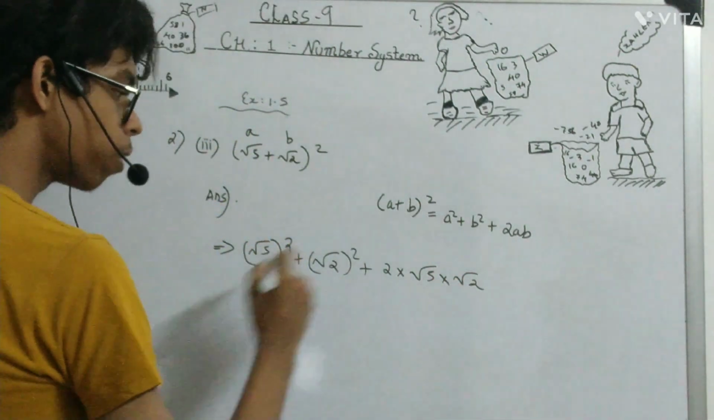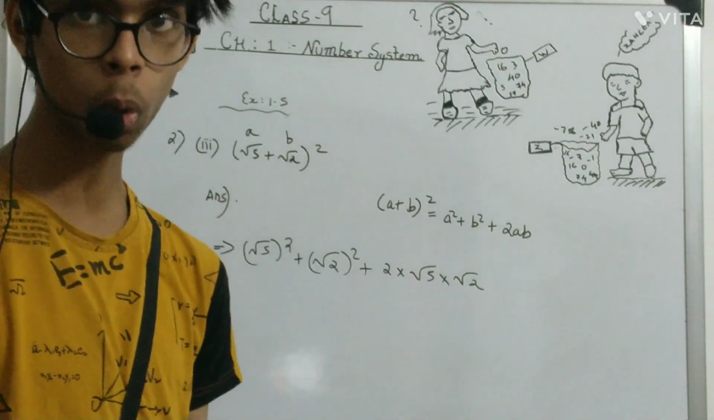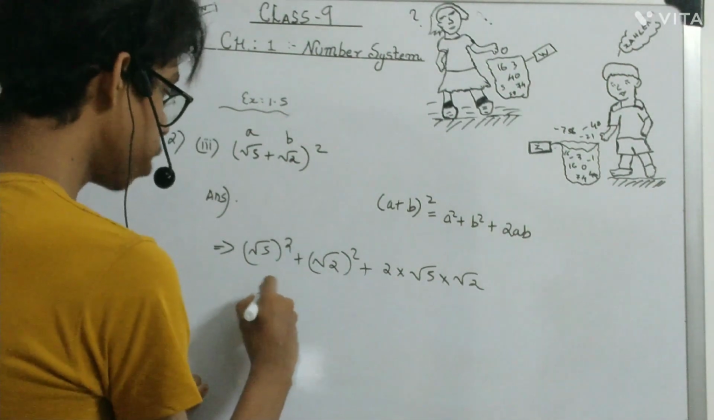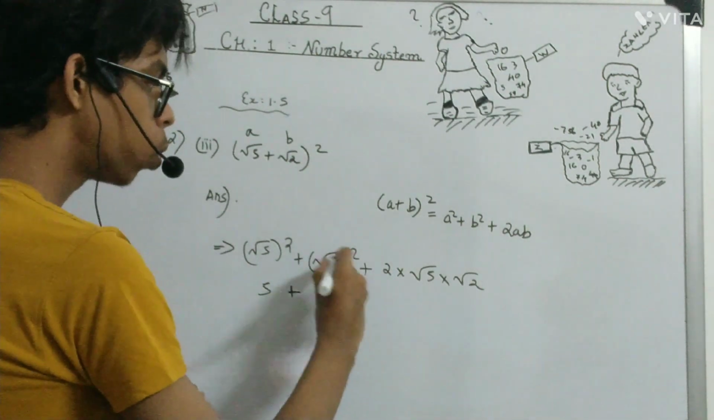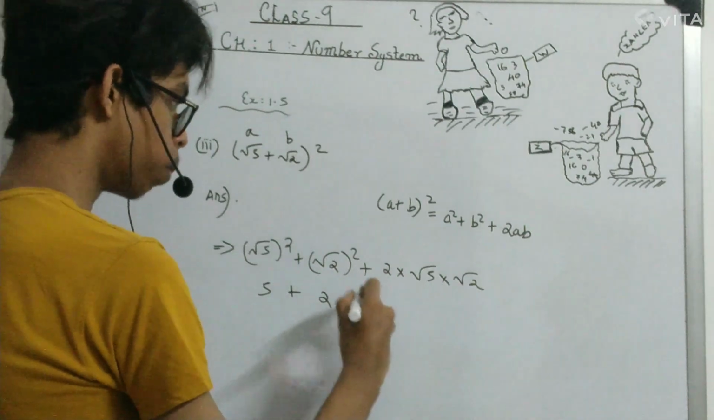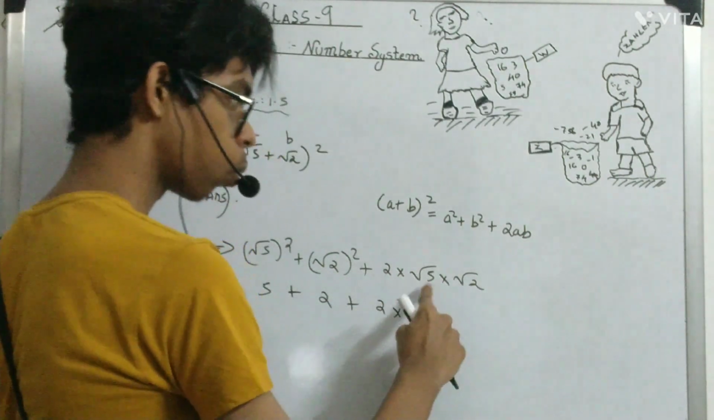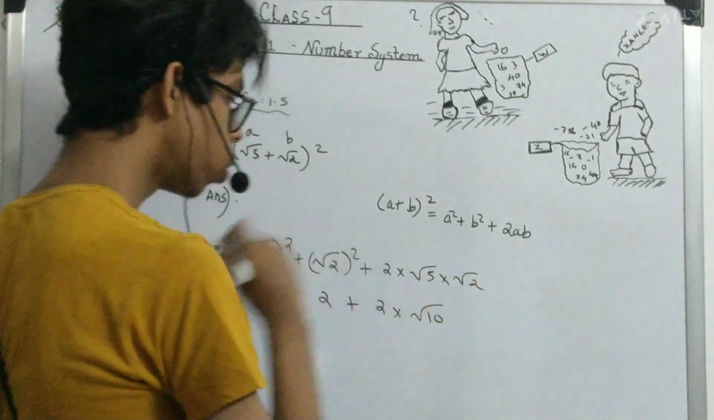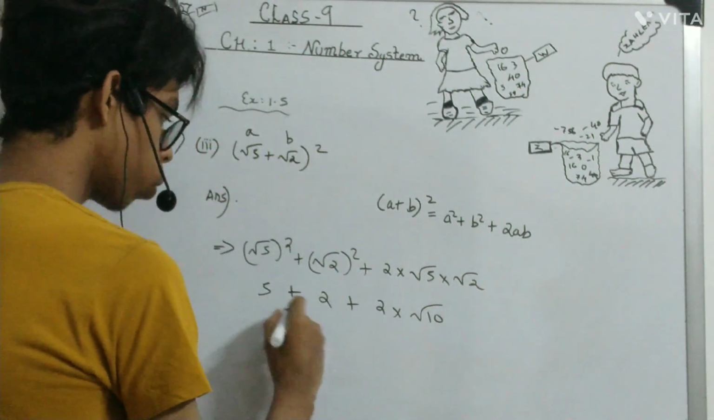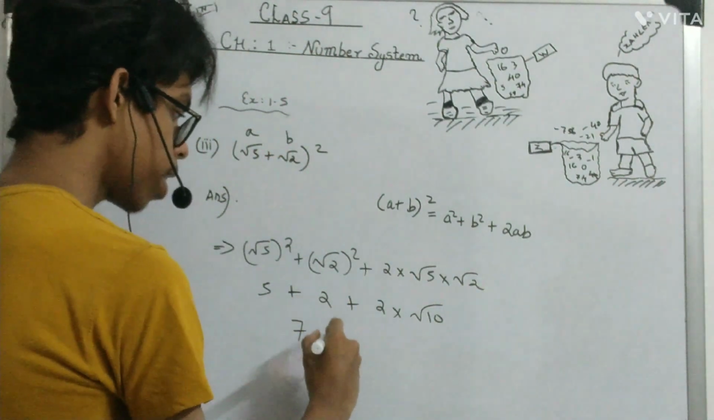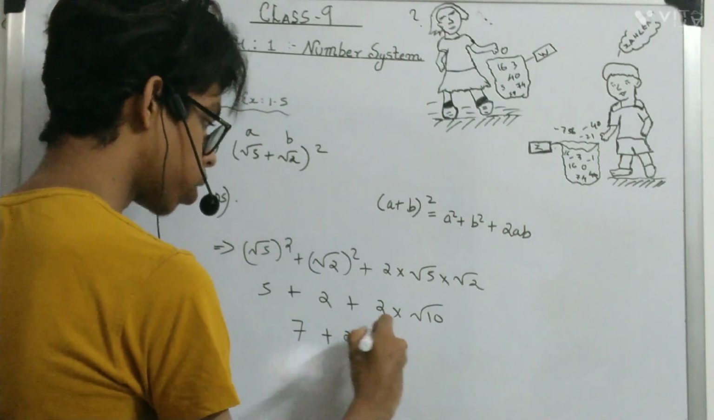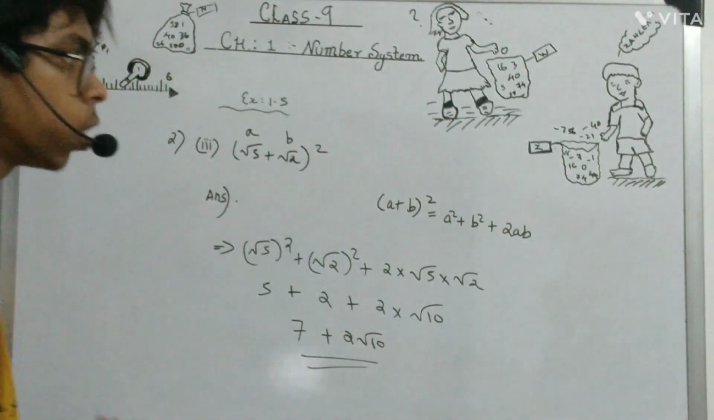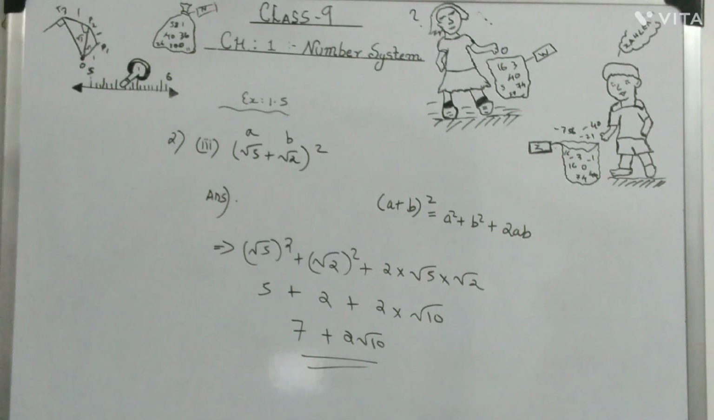Okay, so we know root 5 the whole square means root 5 into root 5, so that is simply 5. Plus root 2 into root 2 is simply 2. Plus 2 into root a into root b is equal to root of ab, so I can write 5 into 2, 10. So 5 plus 2 we know is 7, plus 2 root 10. Okay, so this is your final answer.